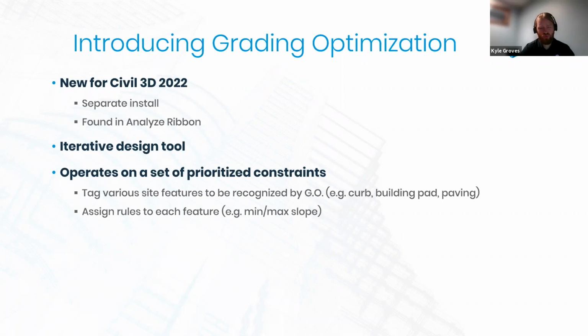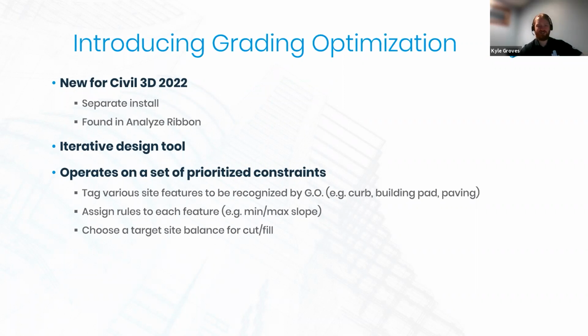You get to assign rules to each of those features. So this curb has a particular shape. My pavement might have different minimum and maximum slopes from my green space. And then we also have an opportunity, this is the key thing and why I had to spend so much time talking about balance before with the CTC workflows.